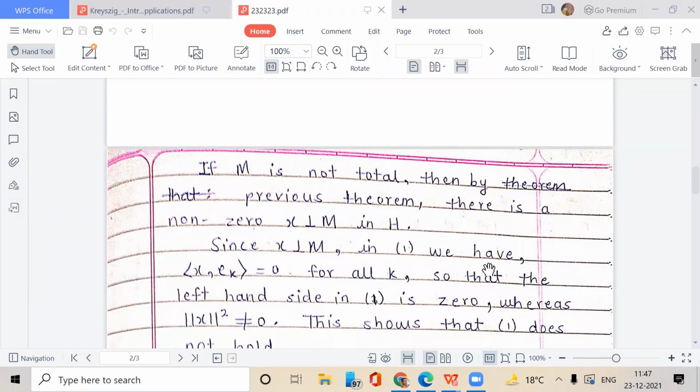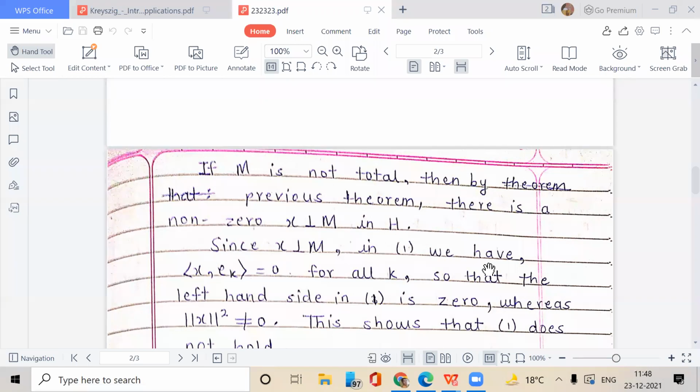Let M be a subset of an inner product space capital X. Then number A: if M is total in X, then there does not exist a non-zero element x belonging to capital X which is orthogonal to every element of capital M. Briefly, x is orthogonal to M implies x is equal to zero. Number B: if capital X is complete, that condition is also sufficient for the totality of capital M in capital X. This was yesterday's theorem.